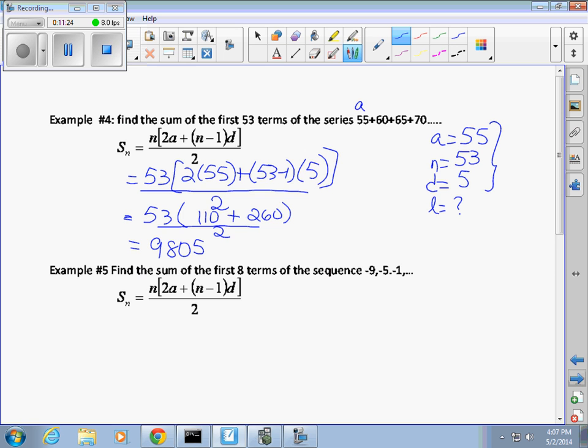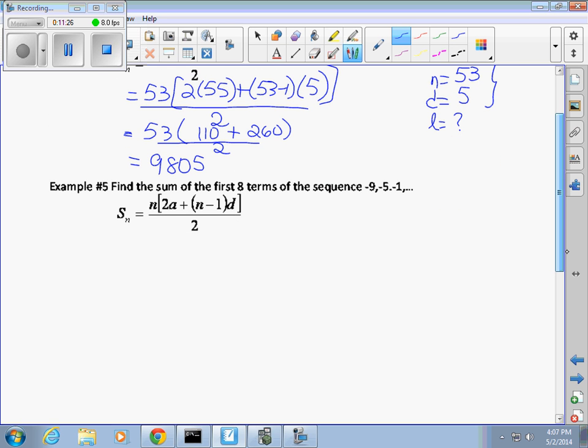So the next example, same thing. It says find the sum of the first 8 terms in the sequence -9, -5, -1. So I have my a, it's -9. I know I'm looking at 8 terms in total. I know my common difference. I go -5 minus -9, so that leaves me with 4.